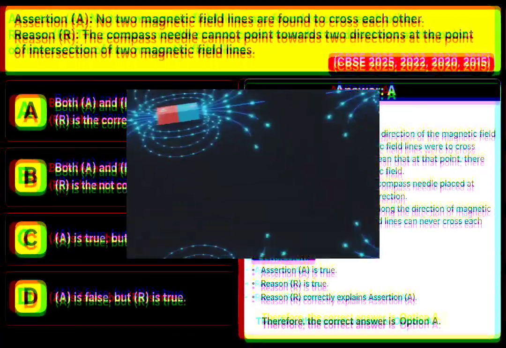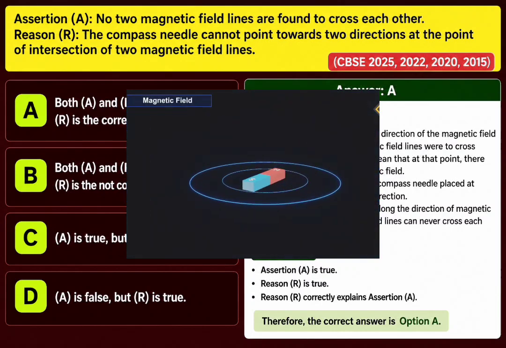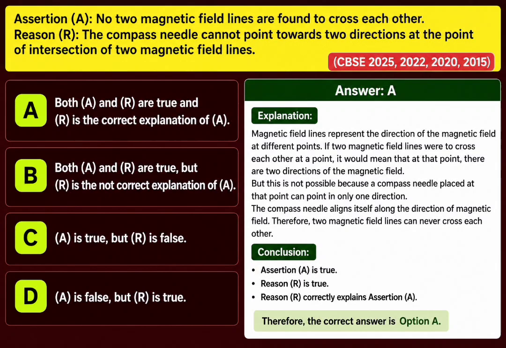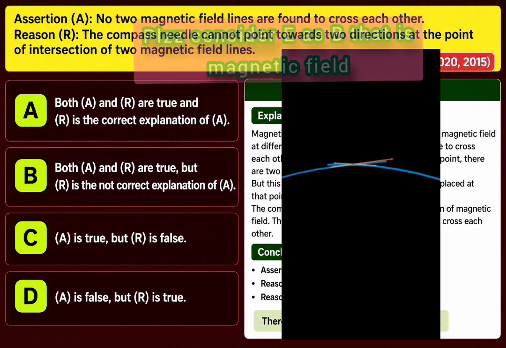In the previous video, we discussed magnetic field lines. Now, let's solve an important assertion and reason question related to magnetic field lines. The assertion says, no two magnetic field lines are found to cross each other.